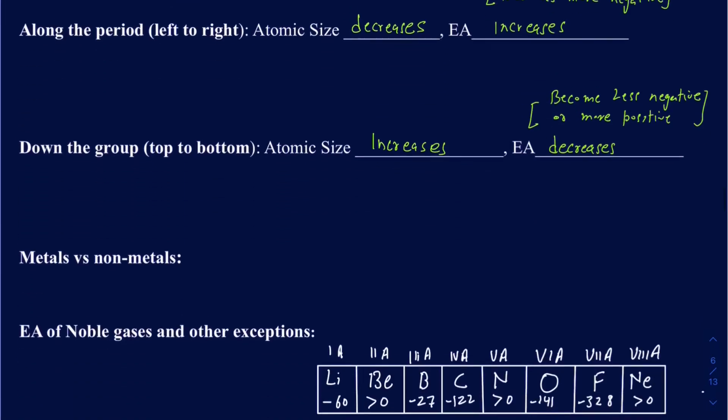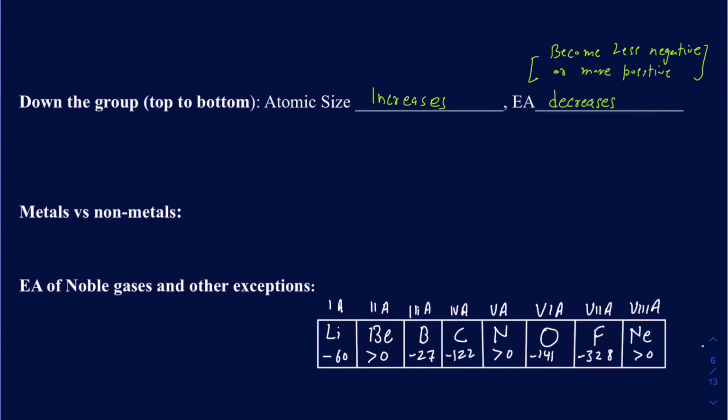Okay, so when I'm comparing the metals versus nonmetals in terms of the electron affinities, we know nonmetals like to gain electrons.